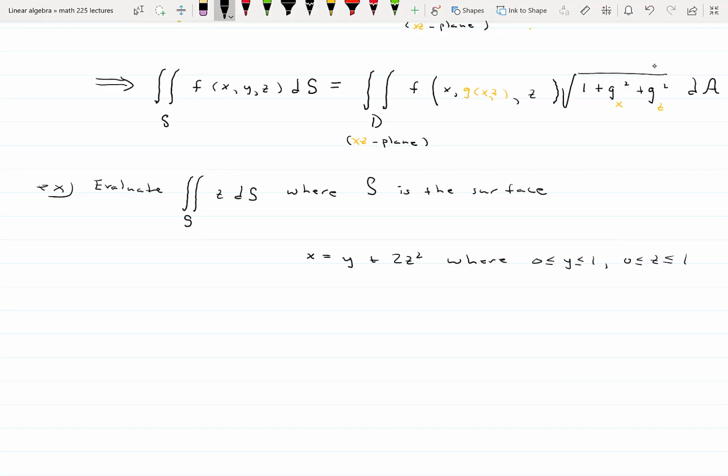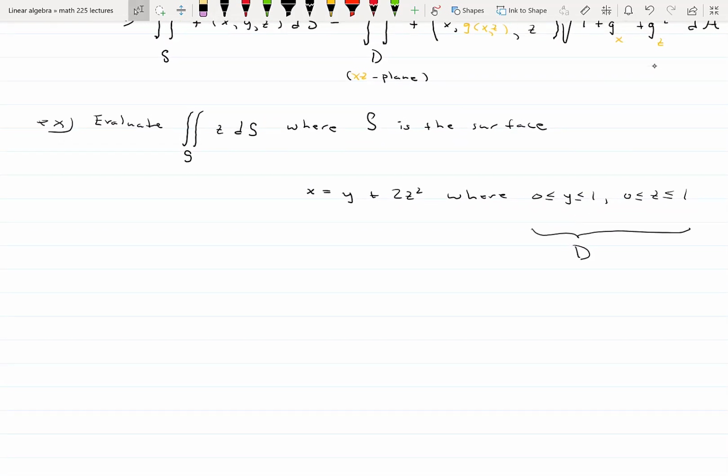We're evaluating the surface integral of z dS, where S is the surface defined by x equals y plus 2z squared. So in this case, x equals a function of y and z, where y is between 0 and 1 and z is between 0 and 1. Well, that last portion tells us our region of integration. So this is our region D.